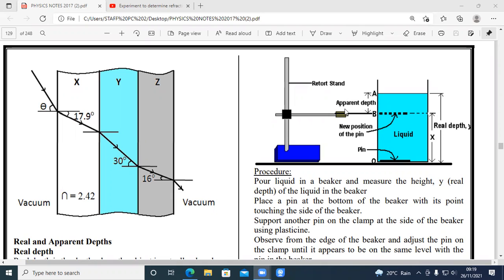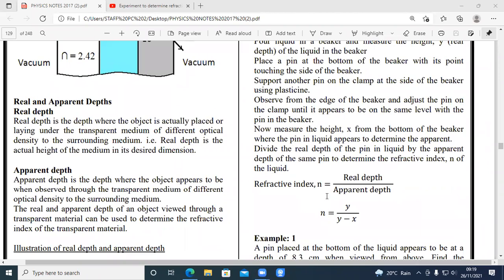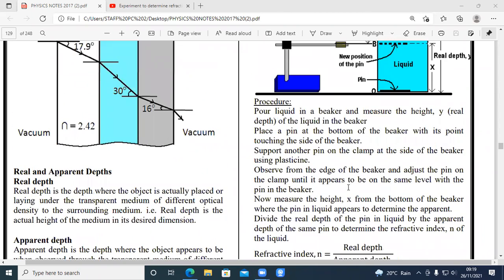So what will be real depth? What will be apparent depth? Mathematically, apparent depth will be Y minus X. Y minus X. So the procedures are clear down here. The procedures are very clear.